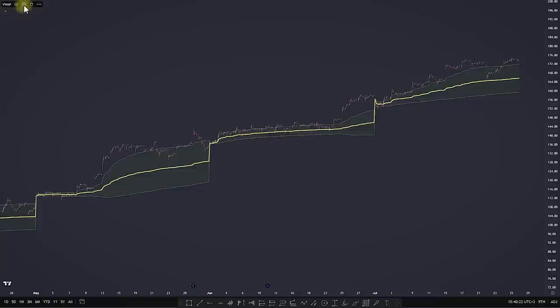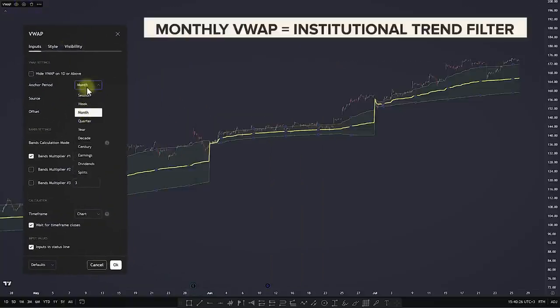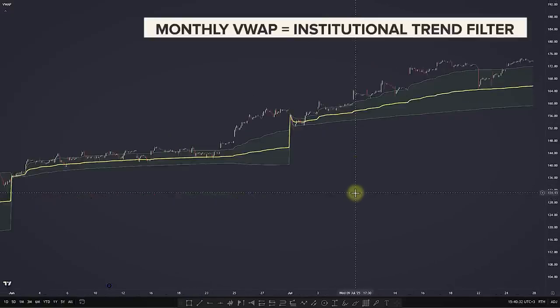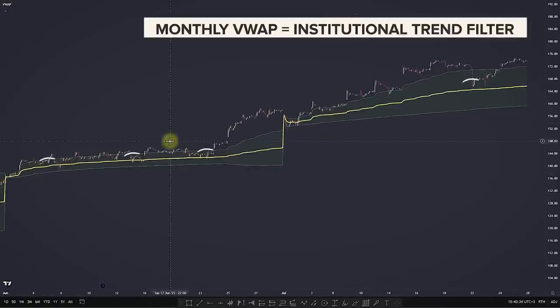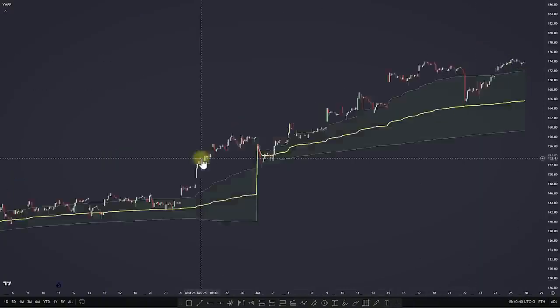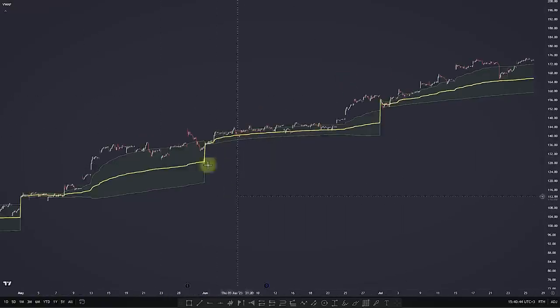Let me share something that completely changed how I view market structure. Monthly VWAP isn't just another line. It's the ultimate trend filter that institutions can't hide from. When price is above monthly VWAP, every dip is a buying opportunity until proven otherwise. Below it, every rip is a shorting opportunity.